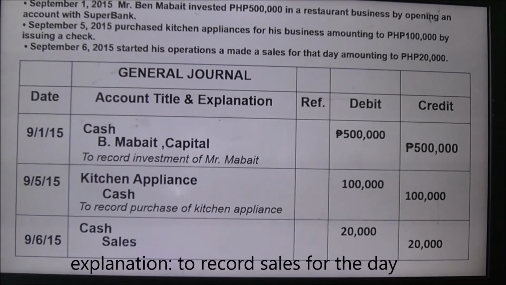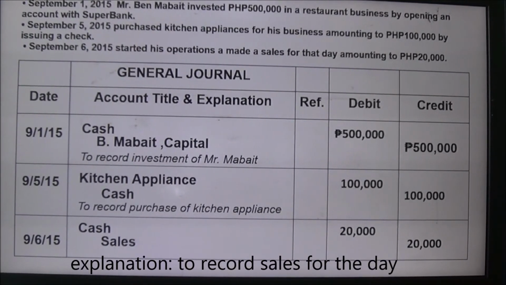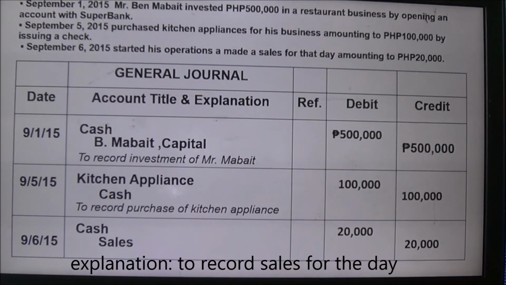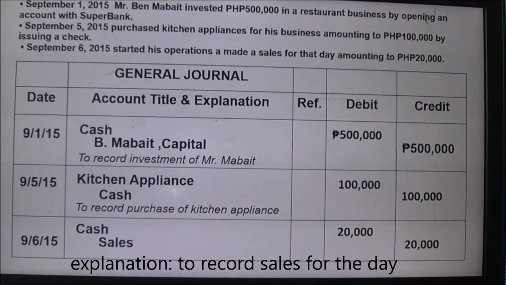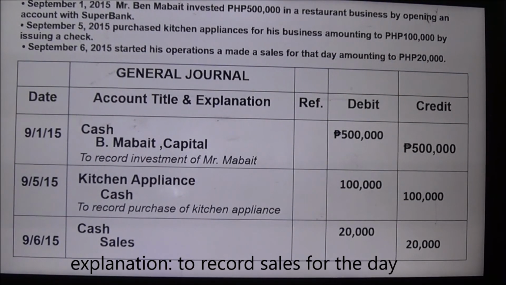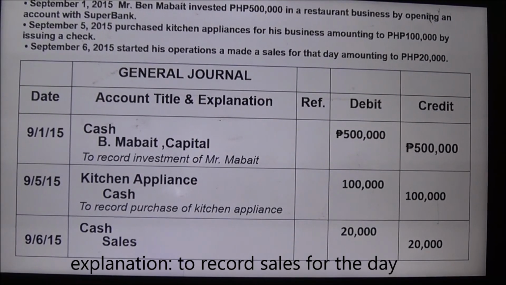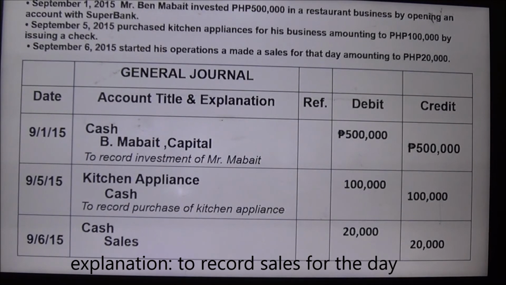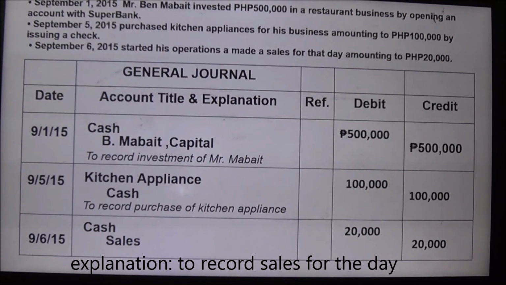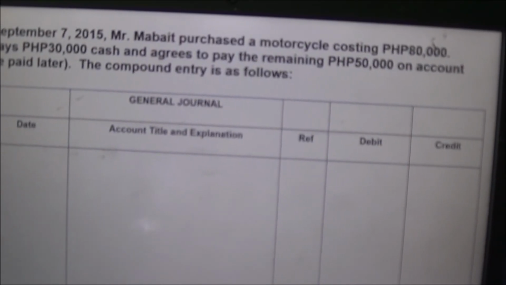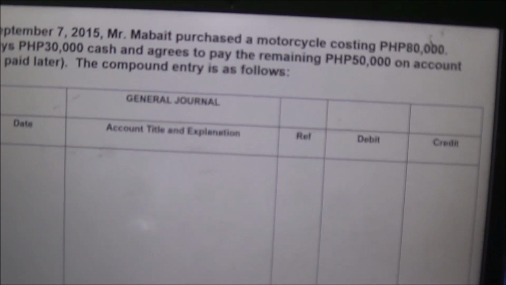Okay, so this is how the general journal looks like. And also try to observe the reference. The reference number will be left blank. So during the posting process, or the transfer of these accounts to the general ledger, that's the time we will put the reference number. There are some transactions, however, that require more than 2 accounts in journalizing.